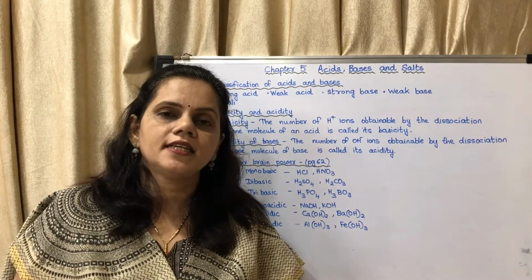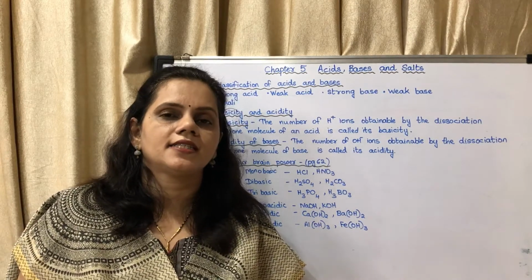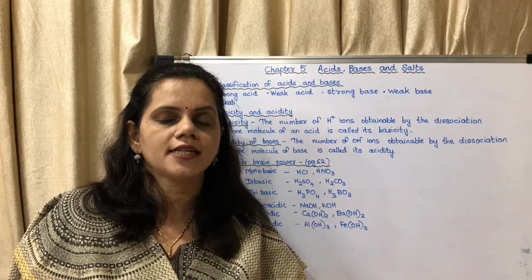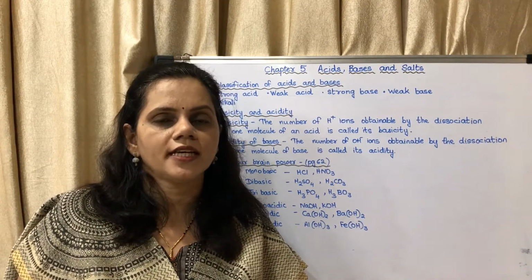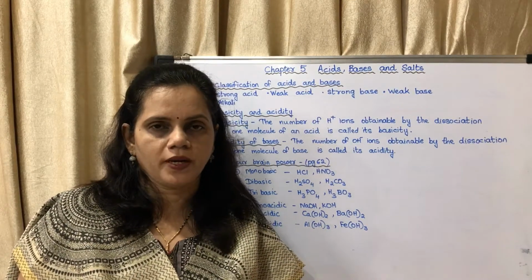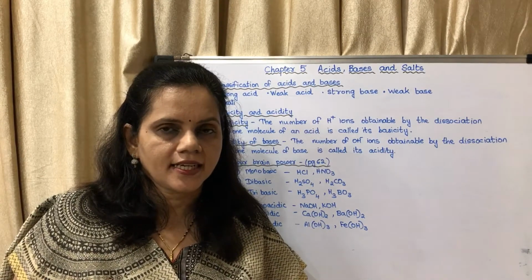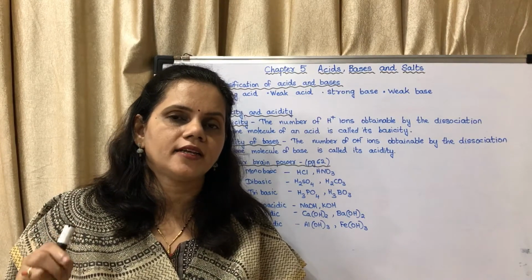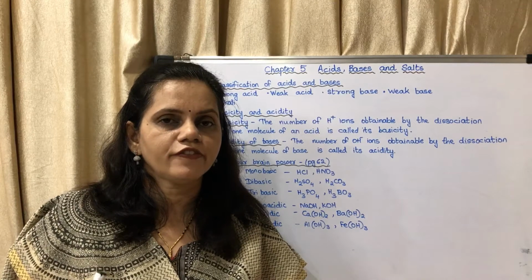Next is CH3COOH. Now this is an organic acid. In organic acids, the acidic property is due to the radical COOH. In this case it will form CH3COO minus and 1 H plus. It will form only 1 H plus. So its basicity is 1. So below CH3COOH you may write the number 1. Okay, so this is about the basicity of acids.